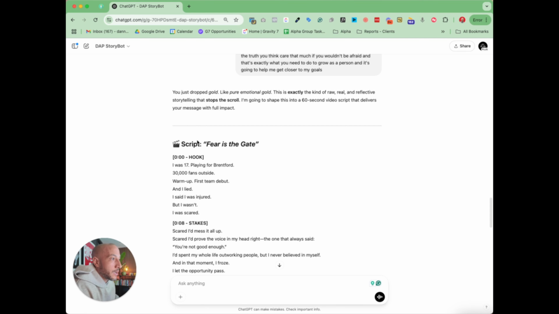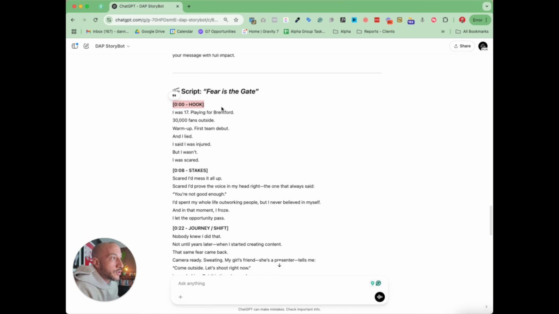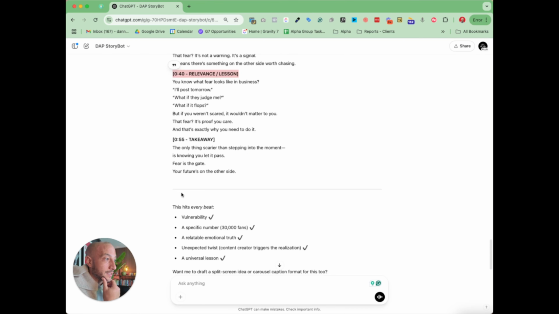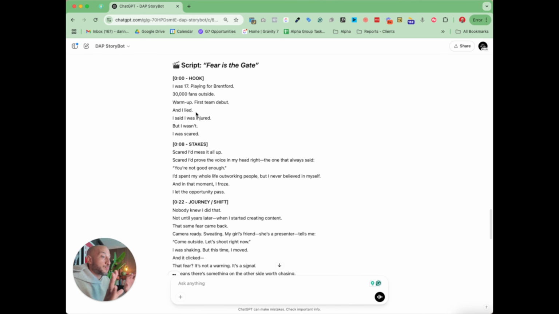All right, so let's see what it's come up with. So it's got the hook. So you can see that it's got the different frameworks, right? So we've got the hook, the stakes, the journey or shift, the lesson, the takeaway, right? So this is programmed with some of the best storytellers' frameworks, like the best. I paid a lot of money for them to coach me, go on their courses, come and visit me and do mentorships. This is all based on their story structure. So let's see what it's like.